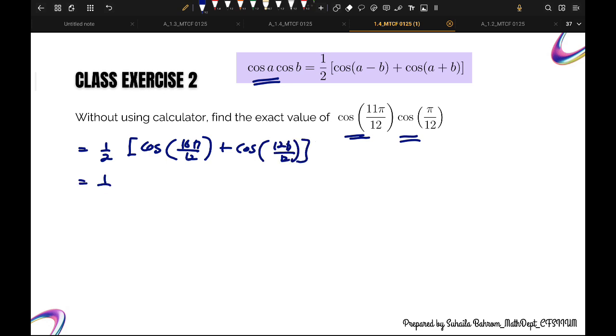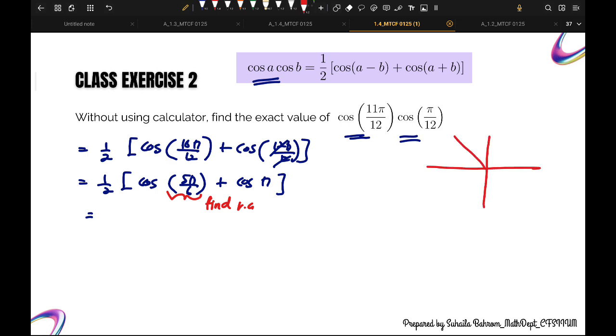Then simplify the angle. We will get 5 pi over 6, plus, this one will get pi only. If you try to check for cos pi over 6, it is not an acute angle, so we have to find out the reference angle. That 5 pi over 6 is actually in the second quadrant. So how can we get the reference angle in the second quadrant in terms of pi?